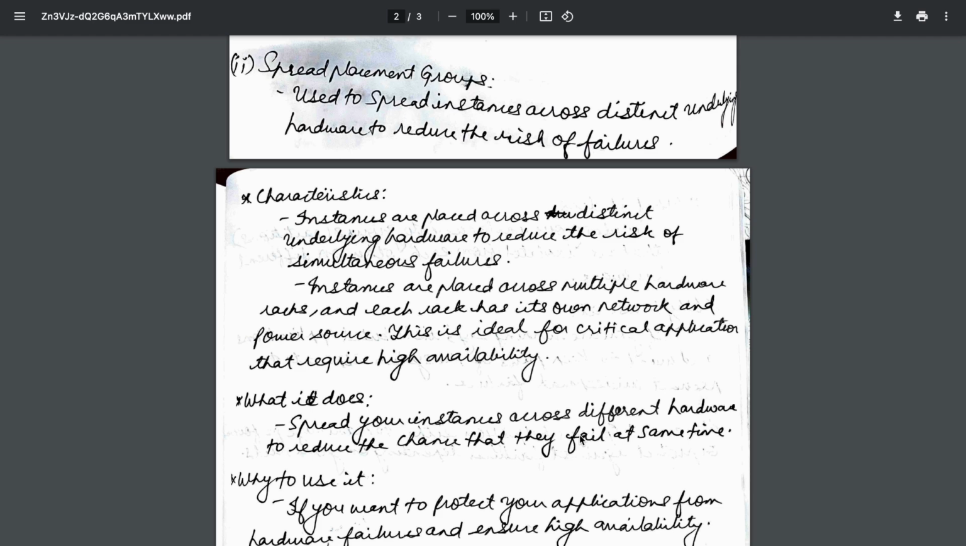Why is it used? Basically it is used to protect the application in terms of hardware failure, and it ensures high availability. What it is doing is spreading your instances across different hardware locations to reduce the chance that they fail at the same time.